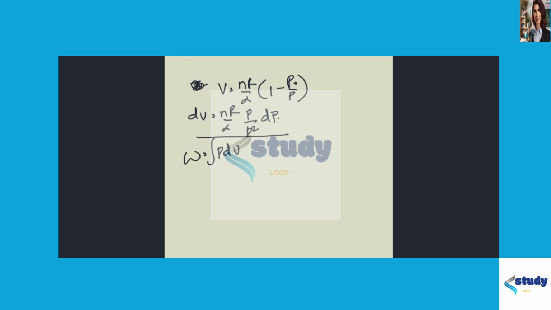So we substitute this formula for dV, and we get integral nR by alpha P times P naught by P square dP, giving us nR P naught by alpha integral dP by P, where the pressure goes from 1 atmosphere to 1.6 atmosphere. Integral dP by P is log P. So that's nR P naught by alpha log P2 by P1.